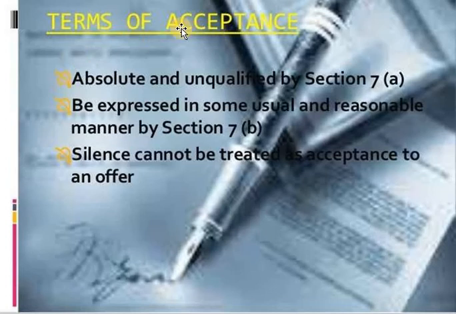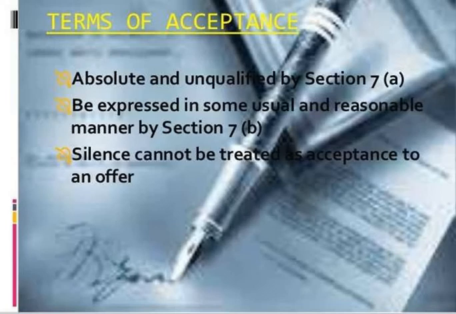So, what are the terms of acceptance? Acceptance must be absolute and unqualified, by section 7(b), and it must be expressed in some usual and reasonable manner. We also cannot say that silence can be treated as an acceptance of an offer. So, these are some terms of acceptance.